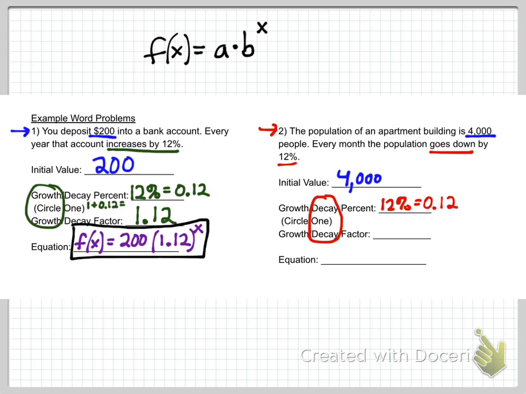And the way we calculate the factor is take 1 and subtract that. 1 minus 0.12 is 0.88. So our equation is going to be 4,000 is the coefficient, that's the a, and b is 0.88, so it's 4,000 times 0.88 to the x.